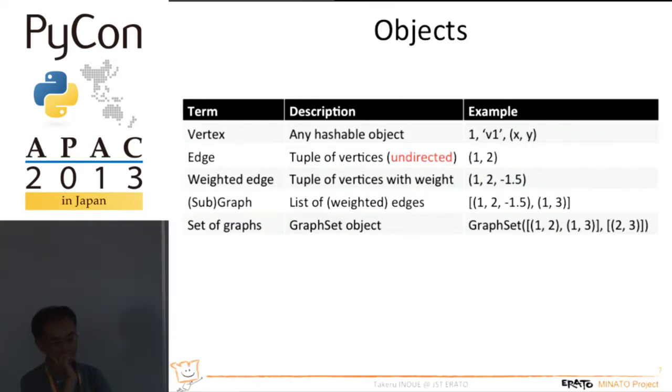In Graphillion, a vertex is represented by any hashable object, like a number, a string, or tuple. An edge is a pair of vertices, or technically, a tuple of two vertices. All edges must be undirected in Graphillion. Graphillion also supports weighted edges. In that case, a tuple includes a weight value like that.